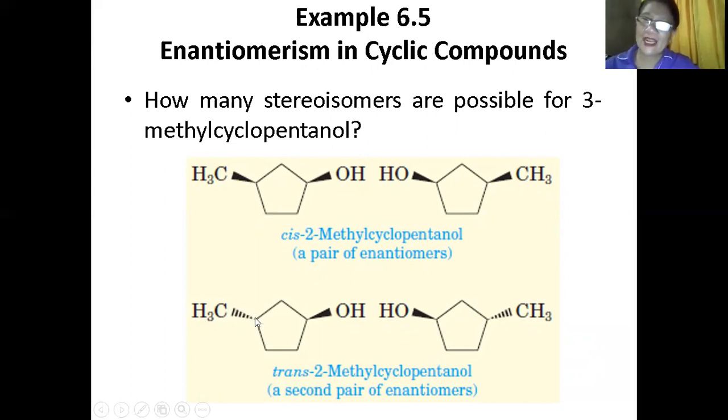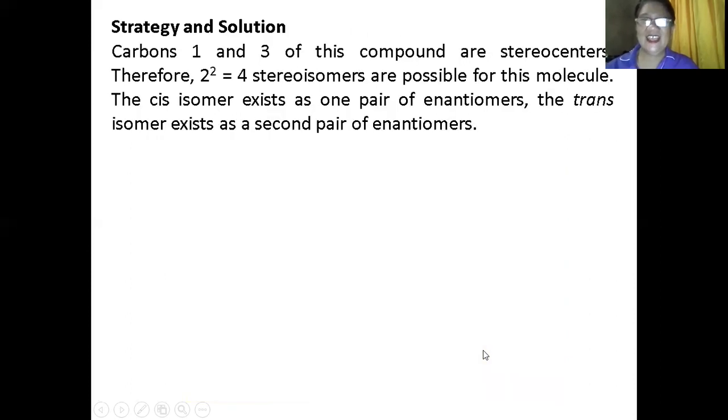Whenever it is drawn like this, meaning its positioning is either up or down. Okay, as long as it is a broken line. So this first pair of enantiomers is cis. The second pair of enantiomers is trans. Okay, so carbon 1 and 3 of this compound are stereocenters. So there will be 2 stereocenters, 2 times 2, there will be 4 stereoisomers. The first pair is the cis, and the second pair is the trans. So there are 4 stereoisomers.